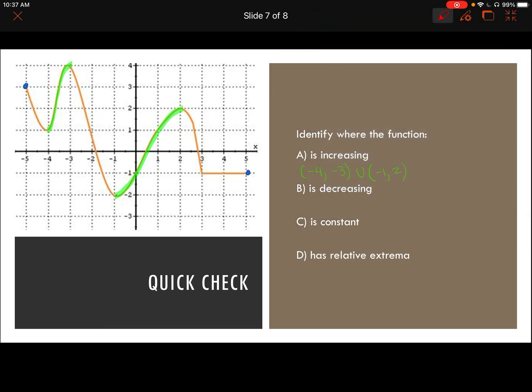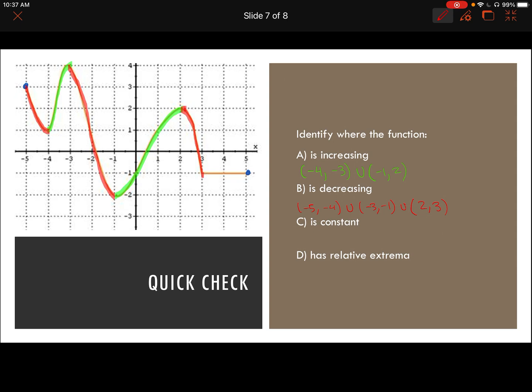So decreasing, we said we use red. The function is decreasing from -5 to -4, and also decreasing from -3 to -1, and also decreasing from +2 to +3. So we have -5 to -4, union -3 to -1, union 2 to 3. Oh, that burns the eyes.